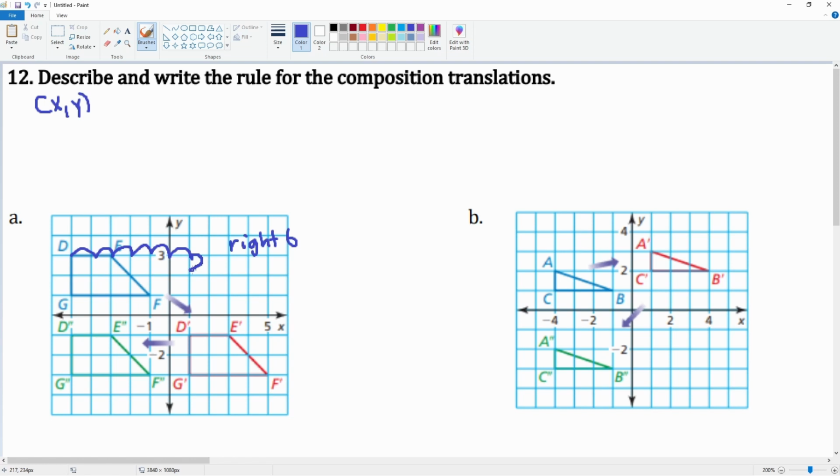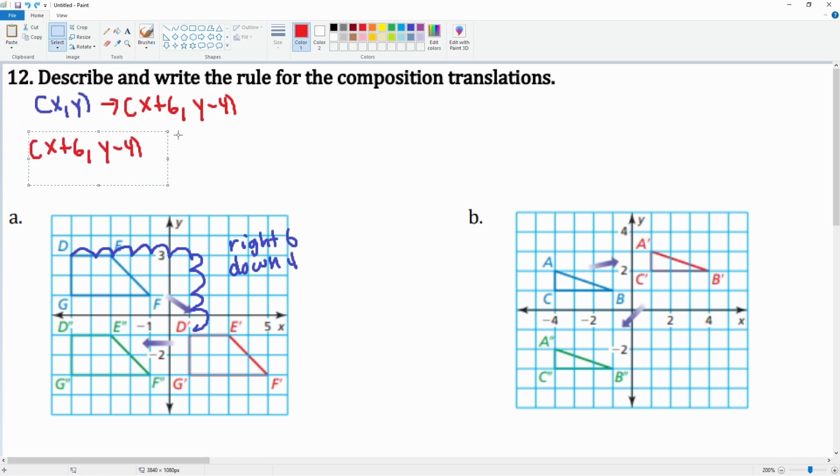Then it went 1, 2, 3, 4, down 4. So this is going to be arrowing the point of X. Let's say right 6. So that is X plus 6. X plus 6. And down 4, which is Y minus 4. Okay. Then we want to go to the next point. So here are the original. This is the next point, and that's undergoing to produce that green point.